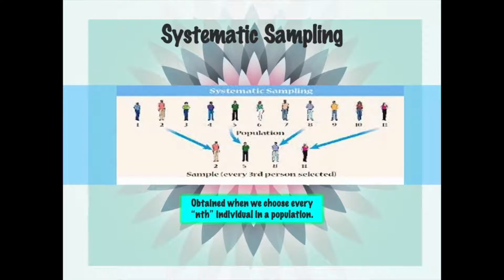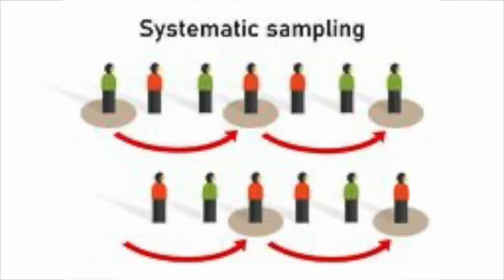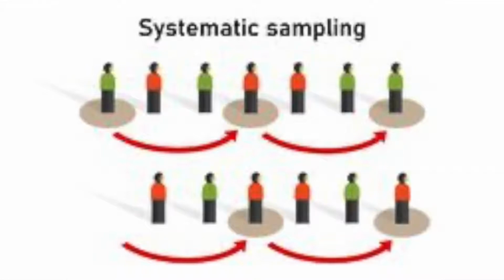So let's say that we needed 100 participants, and our sampling frame contains a list of 400 people. What we would do is take that 400 and divide it by 100, and that would give us 4. And so we would then use systematic sampling and take the fourth person on the list, so every fourth individual.